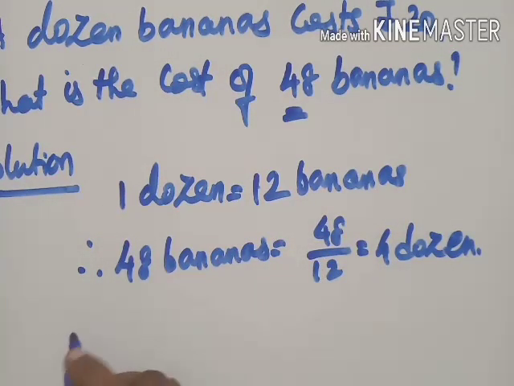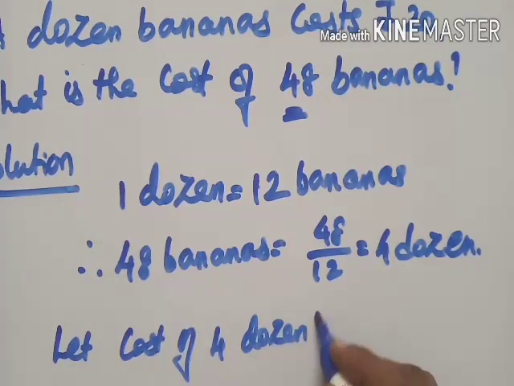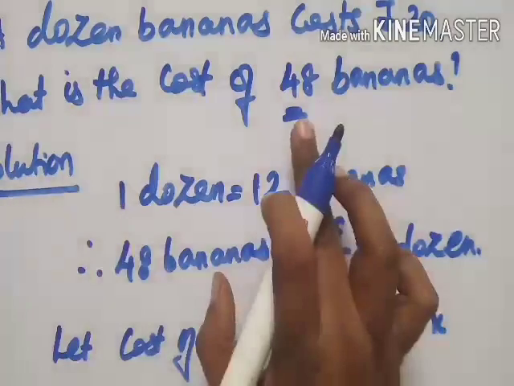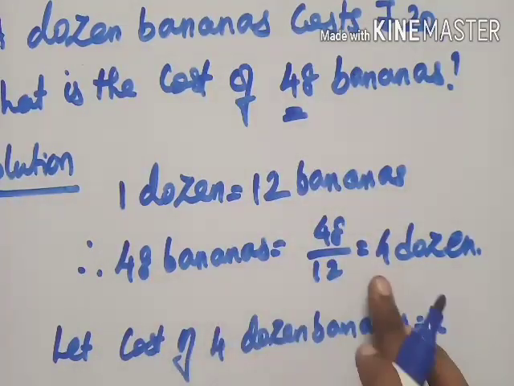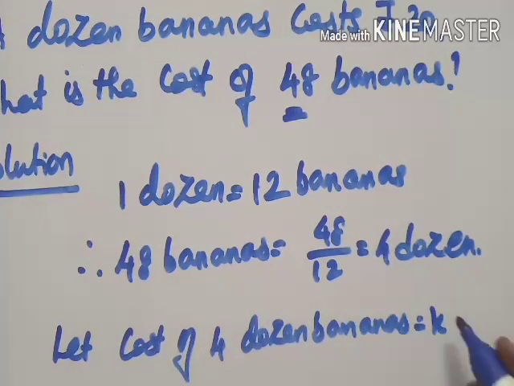Right. Now I am going to take, let X be the cost of 4 dozen bananas. That is, let the cost of 4 dozen bananas be equal to X. Cost of 4 dozen, that is 48 bananas. Here I can convert 48 bananas as 4 dozen. So instead of 48 bananas, 4 dozen bananas, I am going to take this value as X.